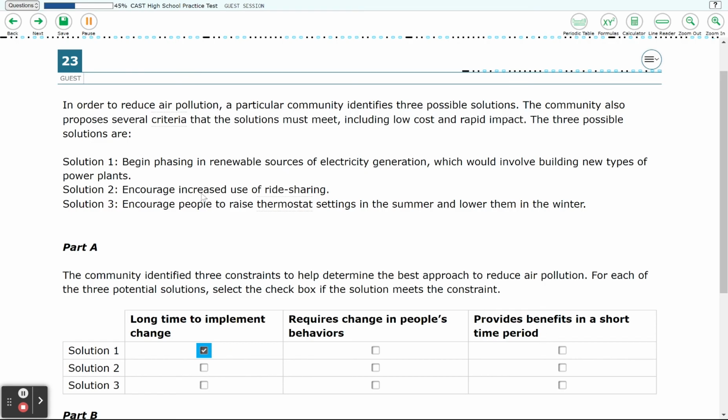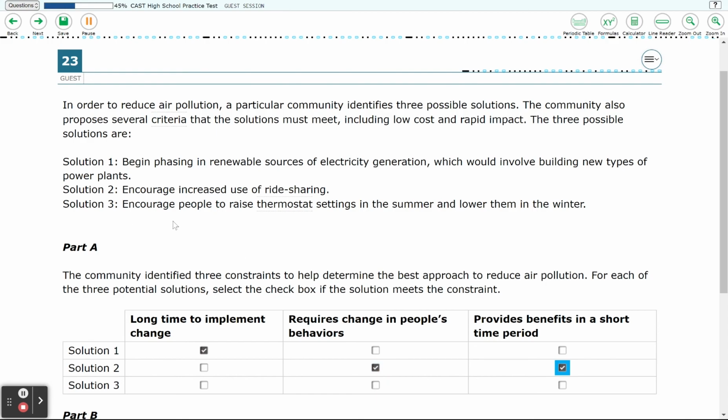Solution 2, encourage increased use of ride sharing. Well, it doesn't take too long to implement that, so that's not going to be a long time. But people do have to decide to ride share. They can't just encourage them. They have to actually ride share in order to make the change. But if they do, then it can provide benefits over a short period of time if they can get a lot of people to ride share quickly.